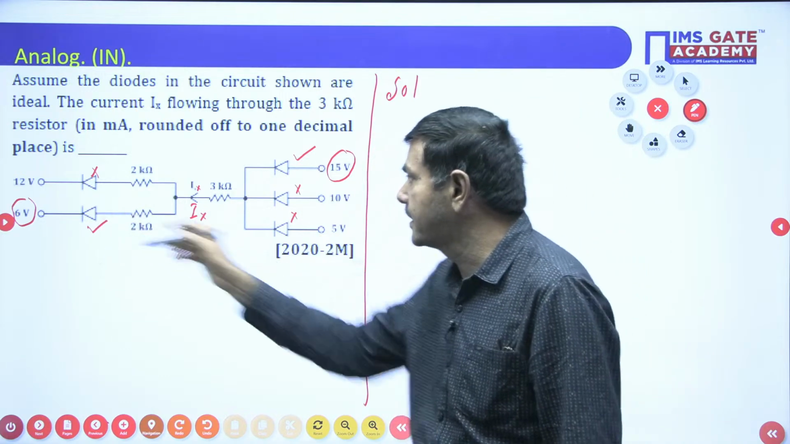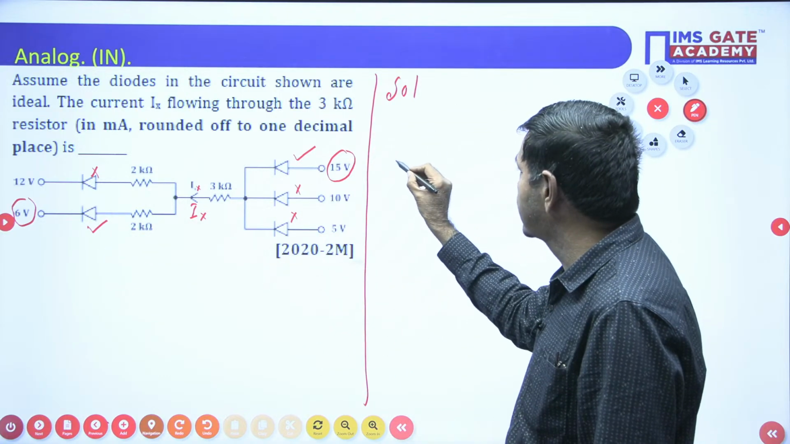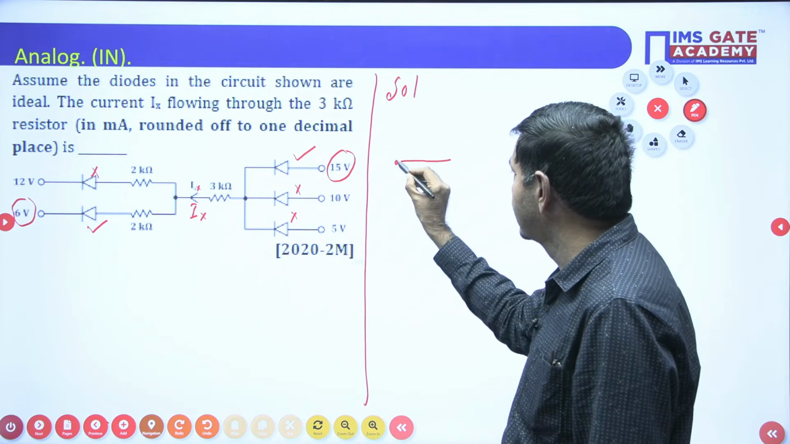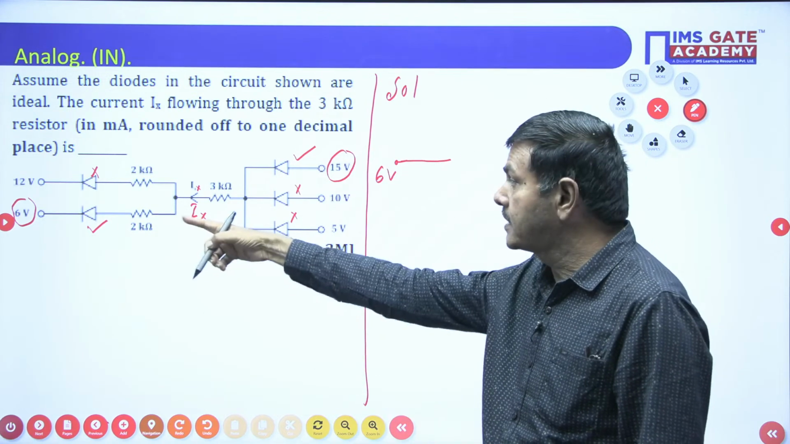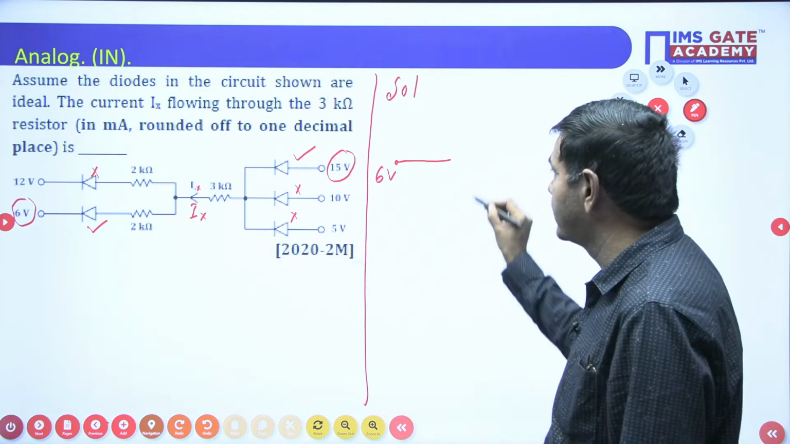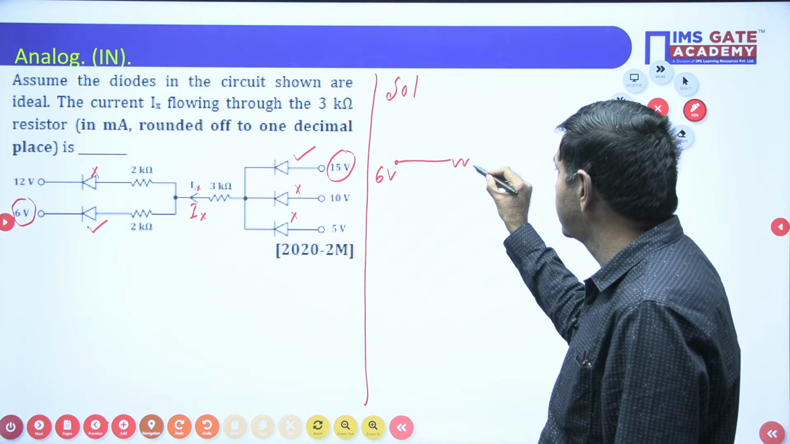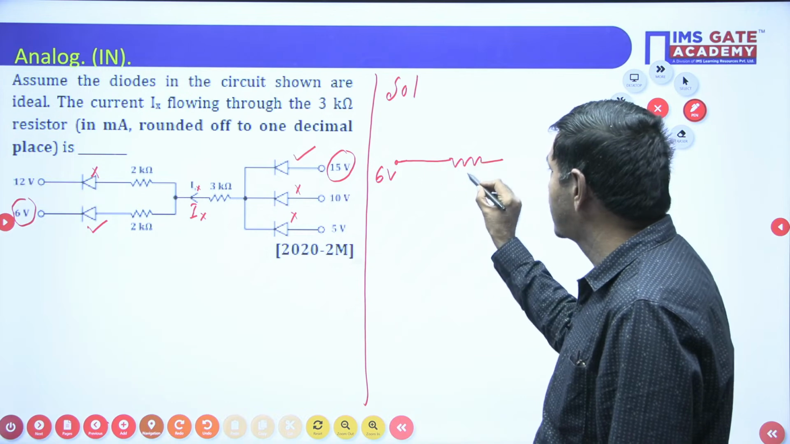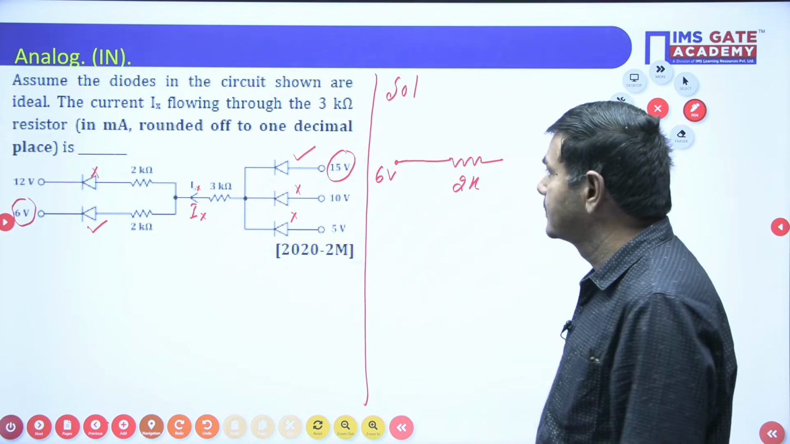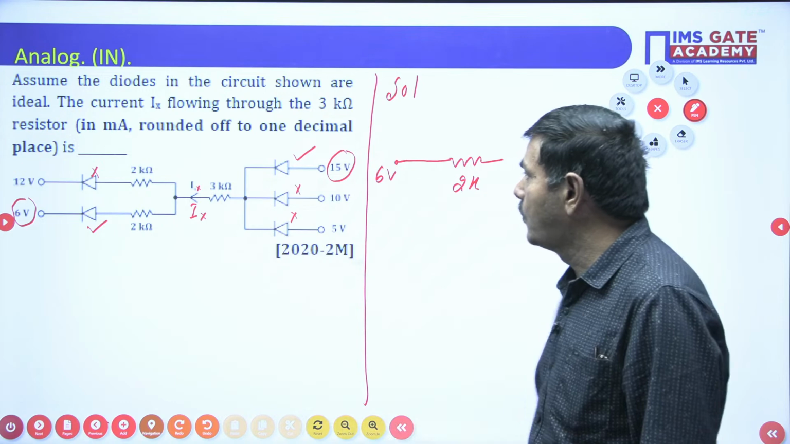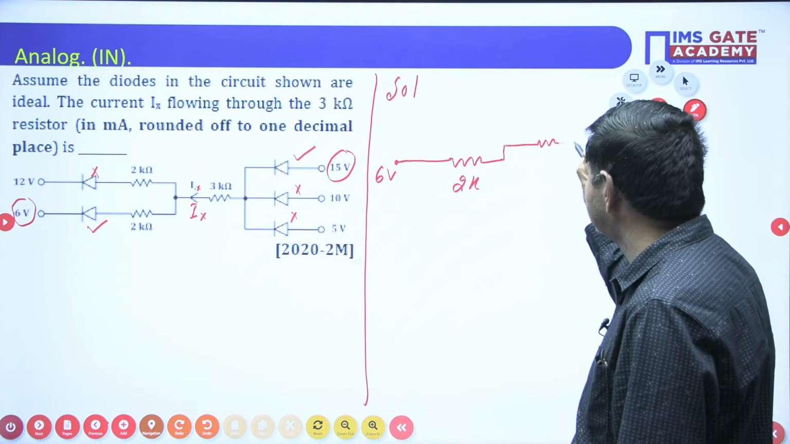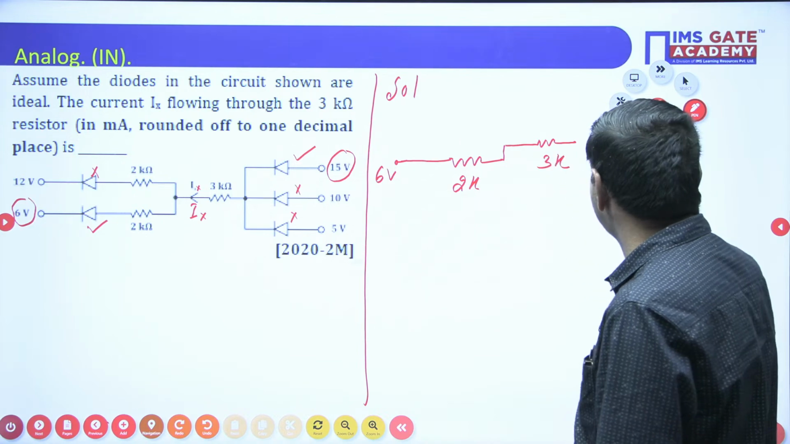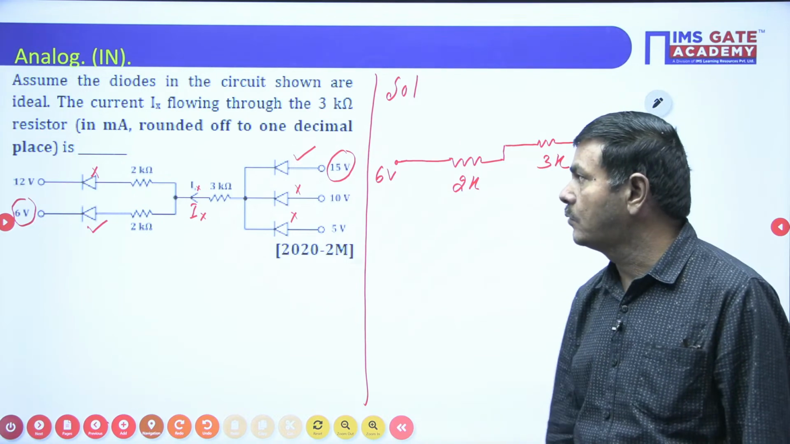This is on, I said. This is with 6 volts. The diode that is on must be short circuited. There is a resistor, that is 2 kilo ohm. This is 3 kilo ohm here. This is on. This is 3 kilo ohm, and that is 3 kilo ohm.